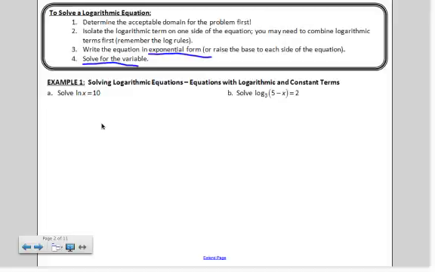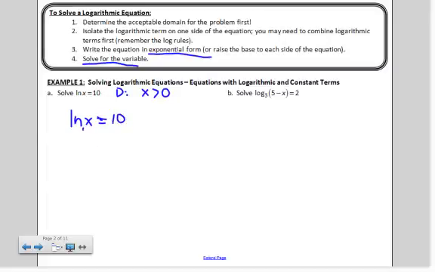So, here we go. Number 1, natural log of x equals 10. The first thing we have to do is domain. So, notice that the thing following natural log has to be positive. In this case, it is x. So x is bigger than 0. Now we go to solve this.